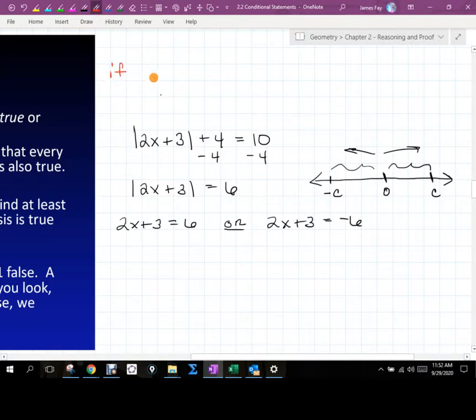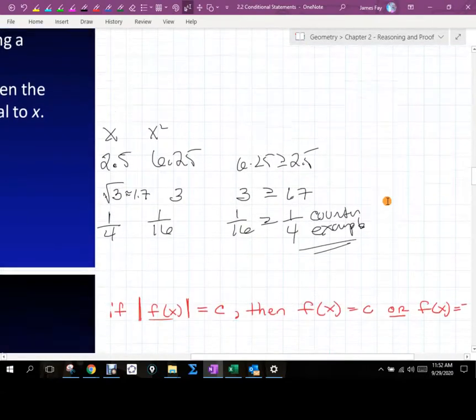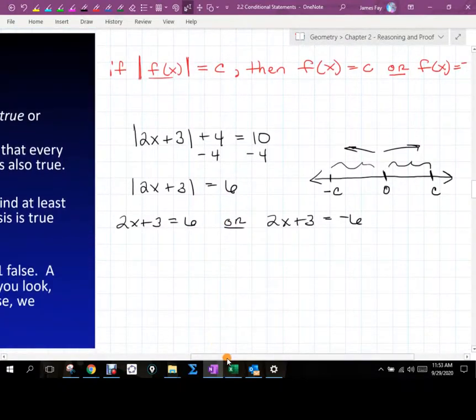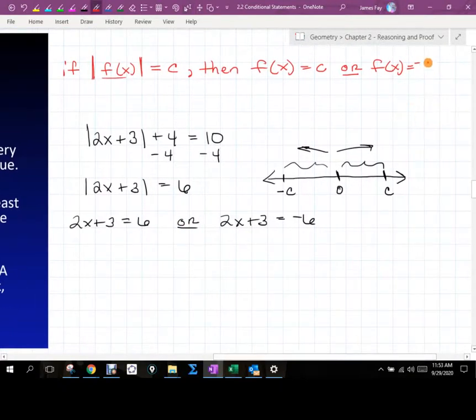If we have the absolute value, now I'm going to write f of x in here, so that could be any expression. It could be 2x plus 3, 2x minus 3, 12x plus 5, anything. If that is equal to c, then your f of x is equal to c, or f of x equals the opposite of c.